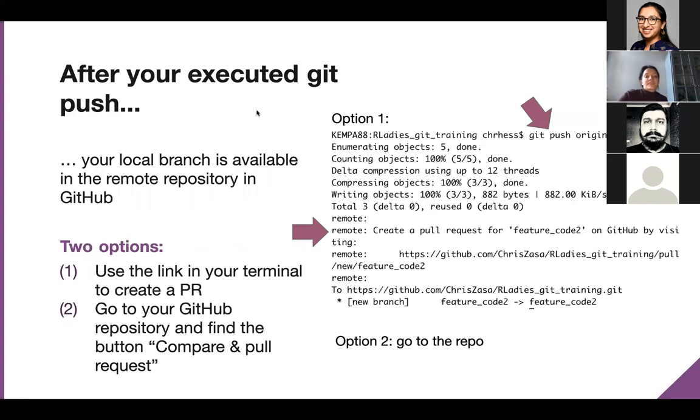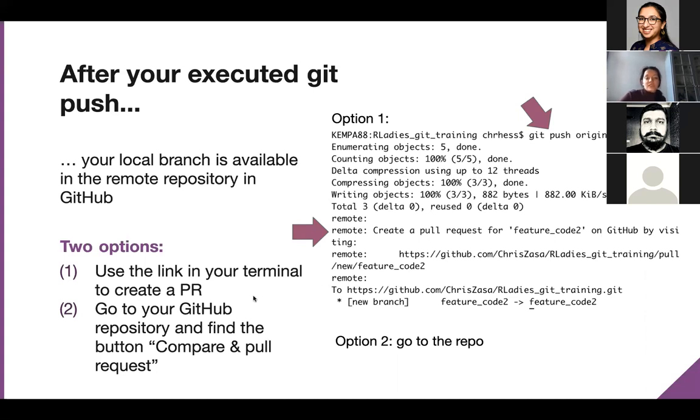After you executed the git push command on the command line, you have two options to actually create this pull request. What I put here is basically the output from the terminal. I performed git push origin feature code 2, so it moved all those things. Then there are some messages, and it says, create a pull request for feature code 2 on GitHub by visiting this link. You can click on this link and your web browser opens a starting page where you can put all the information. On the next slide, I'll show you how this looks.